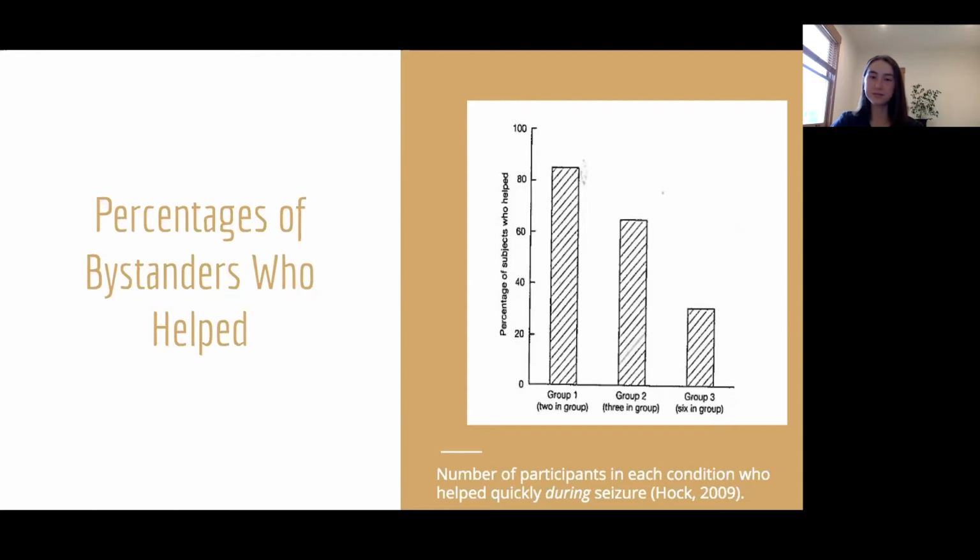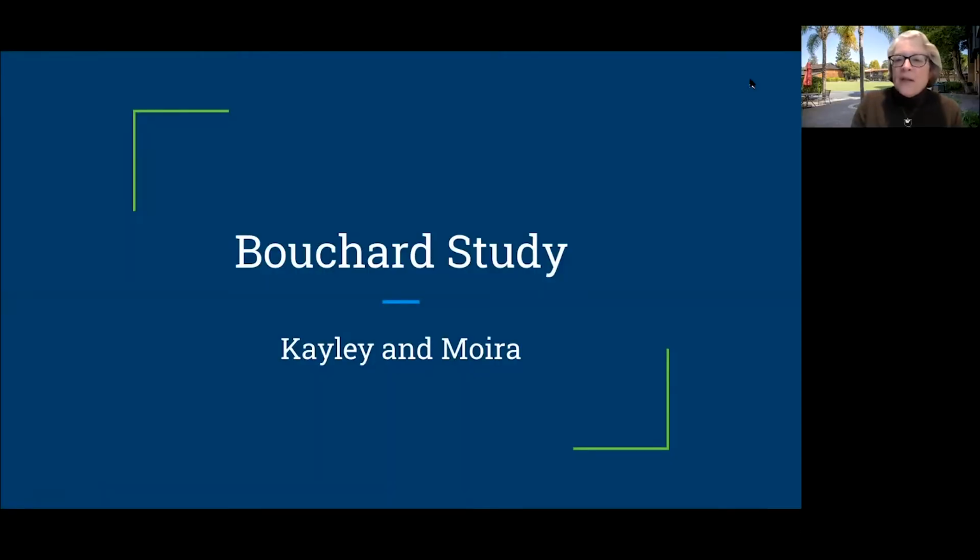I'm going to turn things over to Kaylee and Maura to talk about another study. Hi everyone, I'm Kaylee. And I'm Maura, and as Zoe, Piper, and Allison were just discussing, we've been learning about how various factors influence the behavior of individuals.